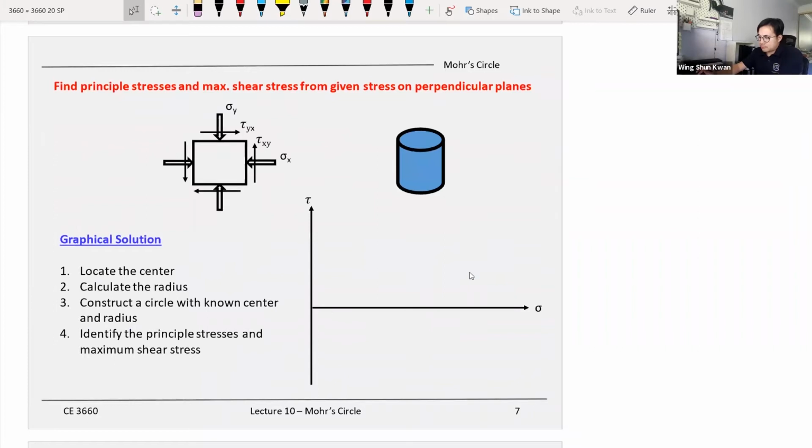Okay, some very quick examples. One powerful thing about Mohr's circle is that we can find the principal stresses and the maximum shear stress from the stresses on perpendicular planes. For example, imagine a piece of solid element that you test in the lab. You apply sigma x and sigma y on these solid elements, and also you apply a shear stress, tau yx and tau xy, on this piece of element.